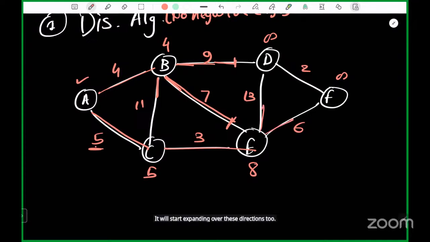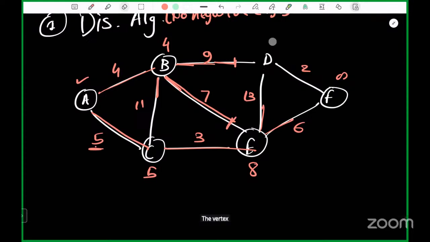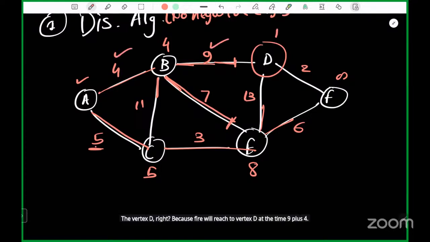Now what will be the next vertex which can burn? It is the vertex D, right? Because fire will reach vertex D at the time 9 plus 4. It will come from B. So the burning time of vertex D is 13. Now it will start expanding in every direction.